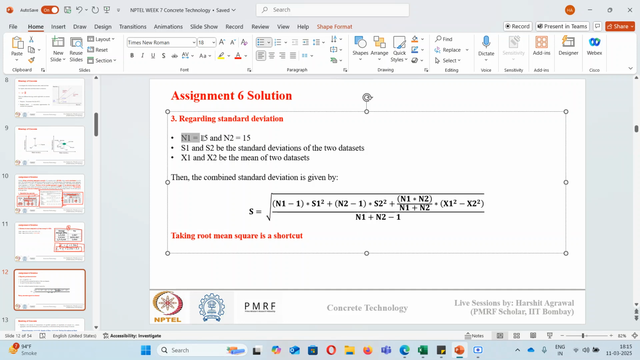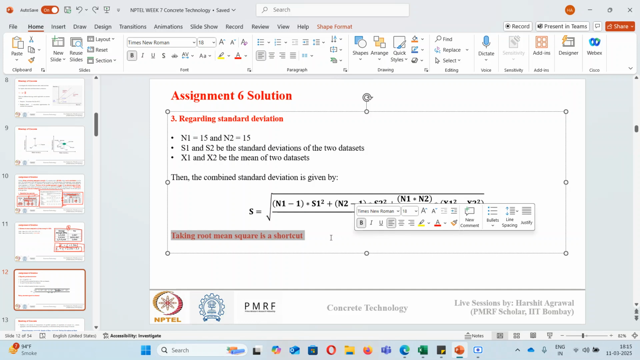If you have two standard deviations, suppose you have two sets, N1 has 15 values, N2 has 15 values, and you know the standard deviation of both sets and the mean of both sets, then the combined standard deviation is given by this equation. This is the correct method. However, generally the means of both sets will be very close to each other, so it is assumed that we can take the root mean square as a shortcut.